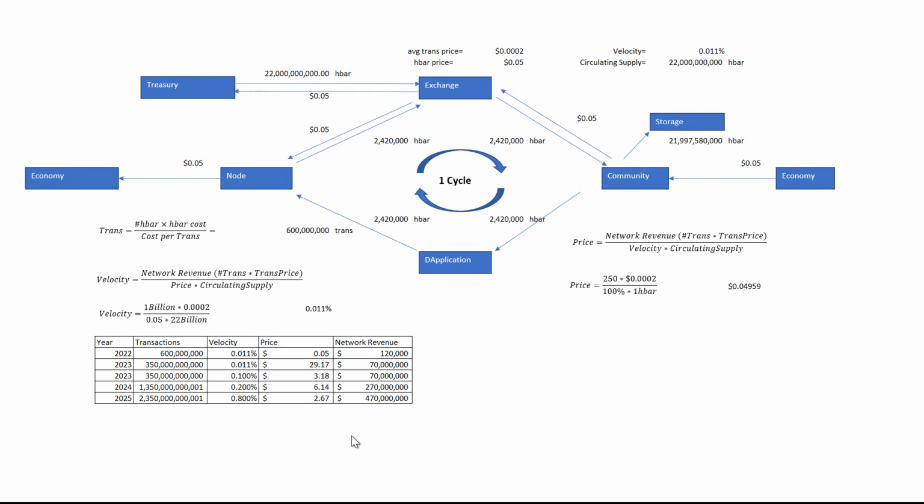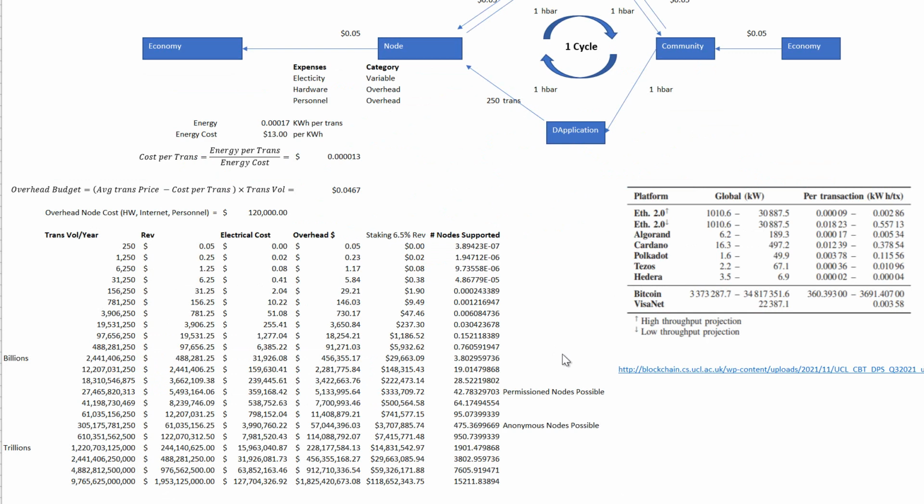In this table, we have also filled out some other transactional volumes. This is more just a food for thought exercise. None of these numbers should be taken seriously. No one knows what's going to happen. Next, we added some node cost analysis. So nodes have expenses. They have electricity, hardware, and personnel. Electricity is variable. Hardware and personnel are overhead.